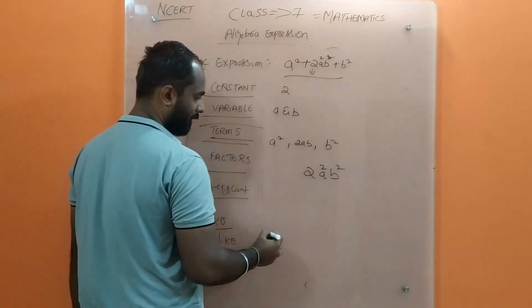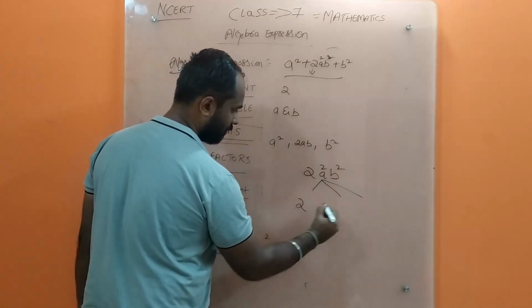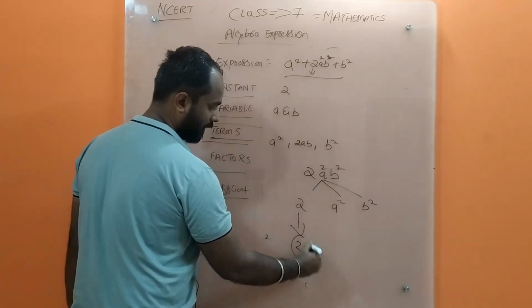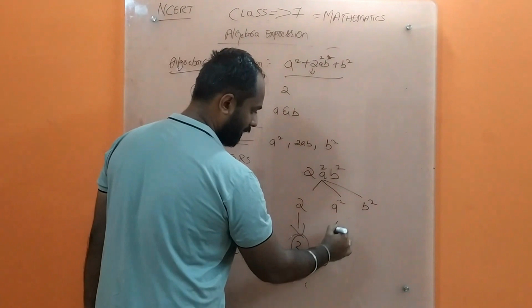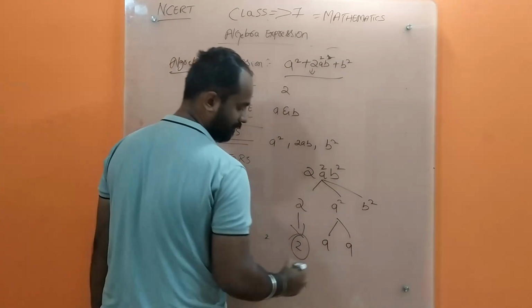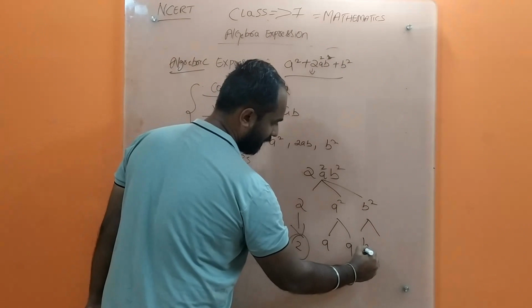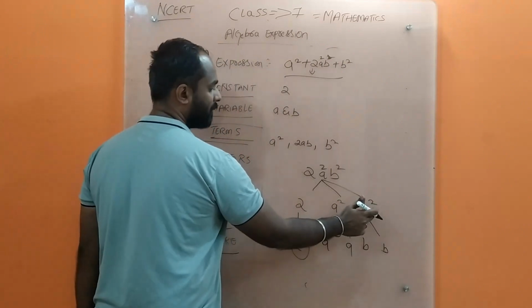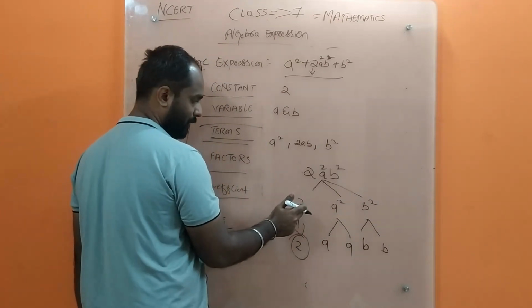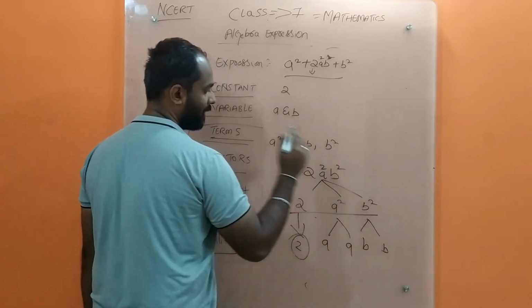Now you will put a tree diagram here. What will you write? 2a square, you are splitting this. Now 2 is nothing but 2, we cannot do anything, it is straightforward. Here a square means there are 2 a's, a to the power of 2. So a and a. Here also same thing, b and b. These put together give b square, and these give a square. Put together, these items combined give 2a square and b square.